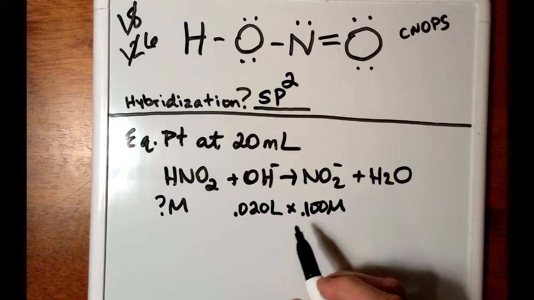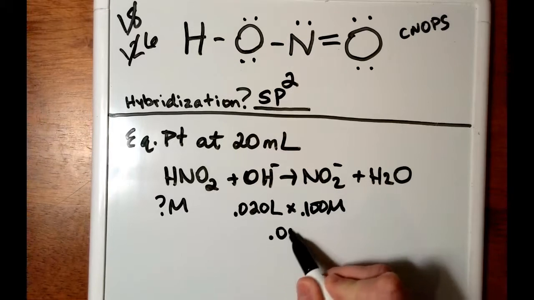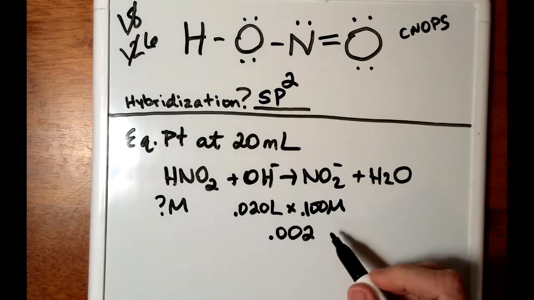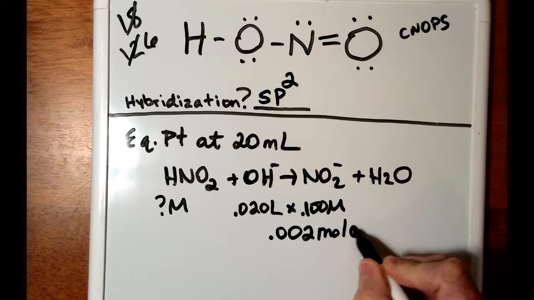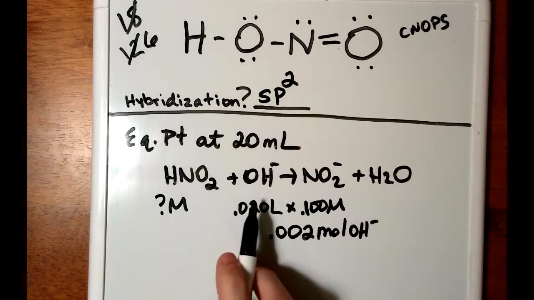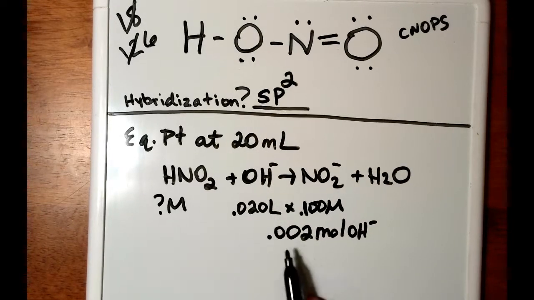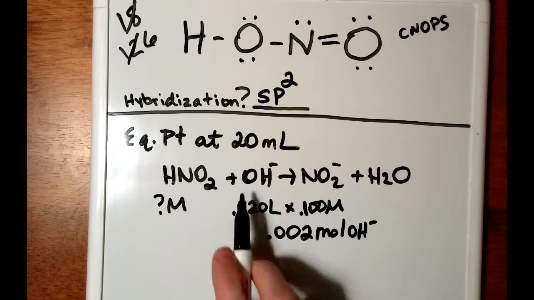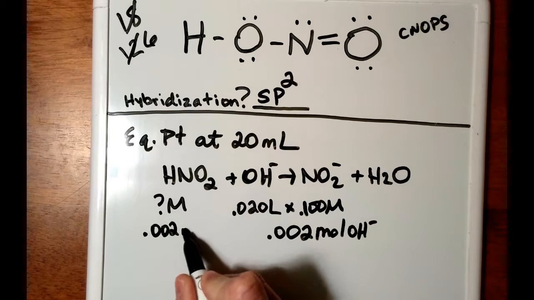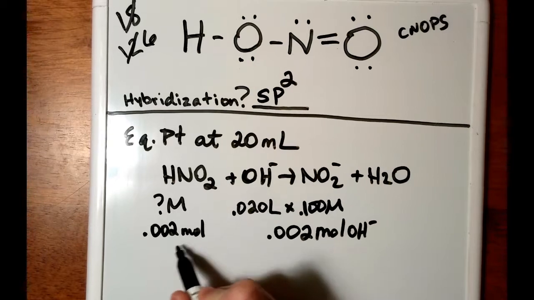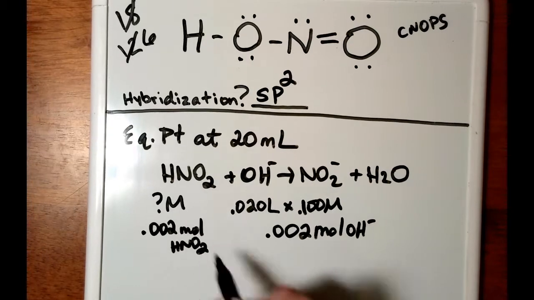And so that gets us 0.002 molar for an answer. Moles of OH minus. Well, this is really nice. It's a 1-to-1 ratio. So this many moles of hydroxide, due to the 1-to-1 ratio, it's the exact same number of moles of HNO2 must have been present to react with.